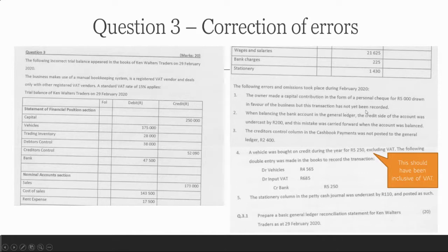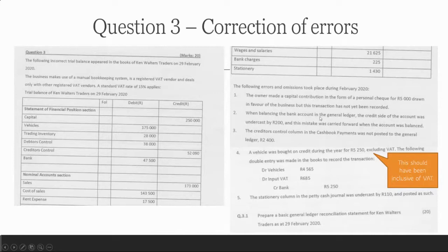So what they're basically saying is your owner deposited 5,000 bucks as part of a capital contribution into our bank account. That's all it's saying. So that would mean we would increase our capital account with 5,000. We would increase our bank account with 5,000. There would be no VAT implication. Because it has not been recorded, it has not been accounted for in these balances.